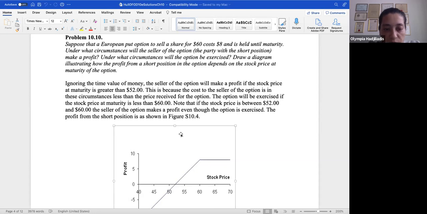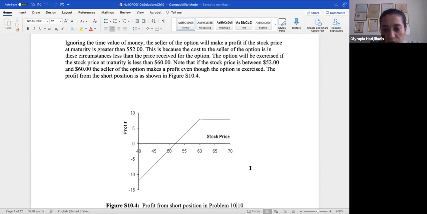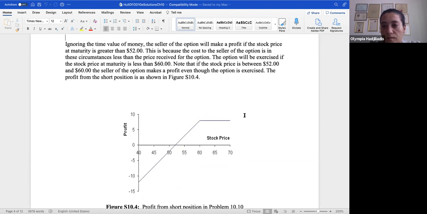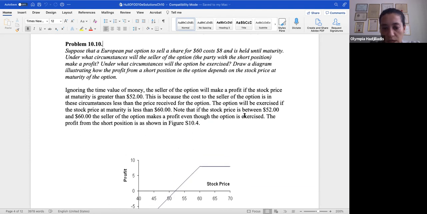The profit from the short position is as shown in figure 10.4, which we see over here. As you can see, it goes up linearly up until 60, and at 60, it's at $8.